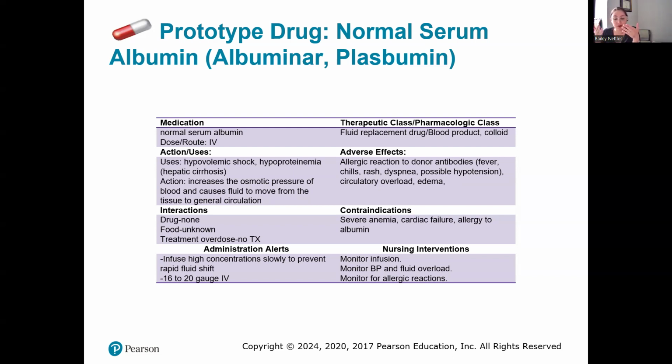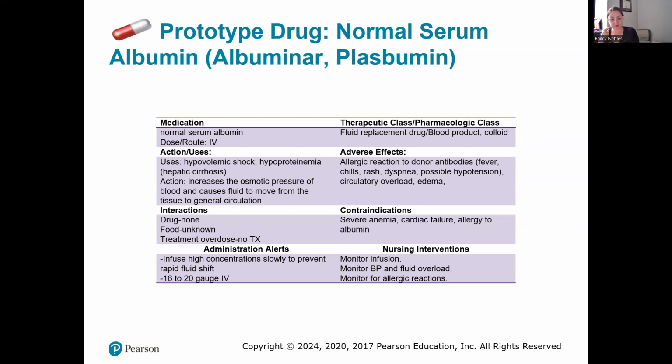So you can have an allergic reaction to the donor's antibodies. So fever, rash, chills, shortness of breath. You can have circulatory overload. So now you've kept too much blood in your blood volume and your heart can't keep up, and you can have edema. There are no drugs, foods, or treatment overdose. Severe anemia, cardiac failure, and an allergy obviously are contraindications.